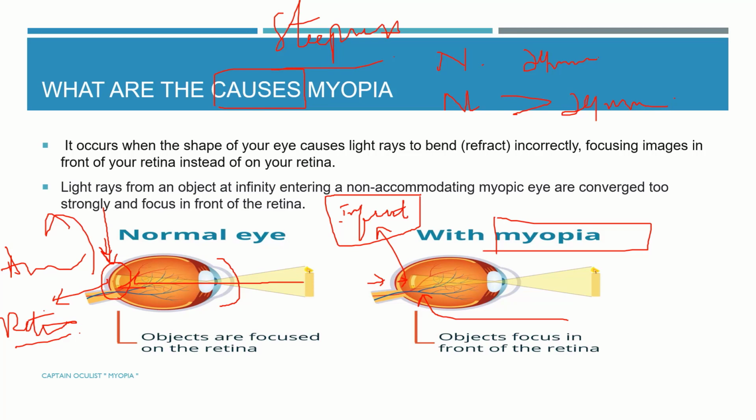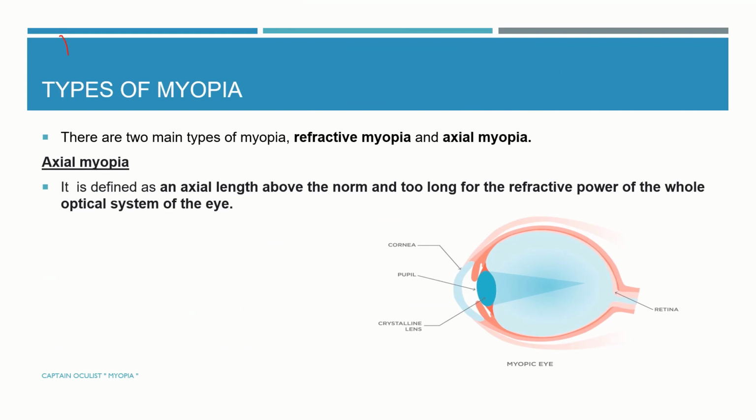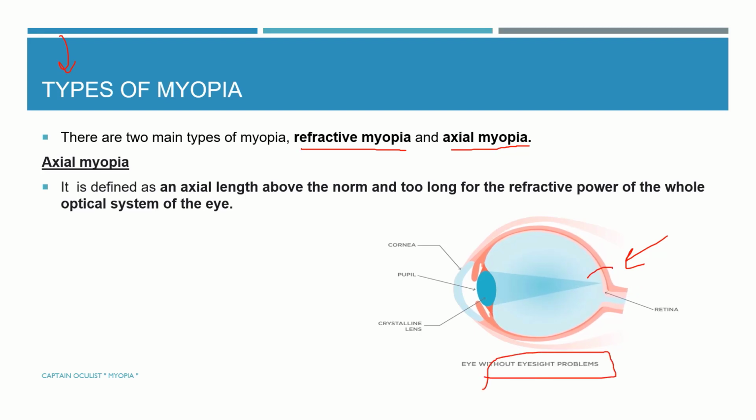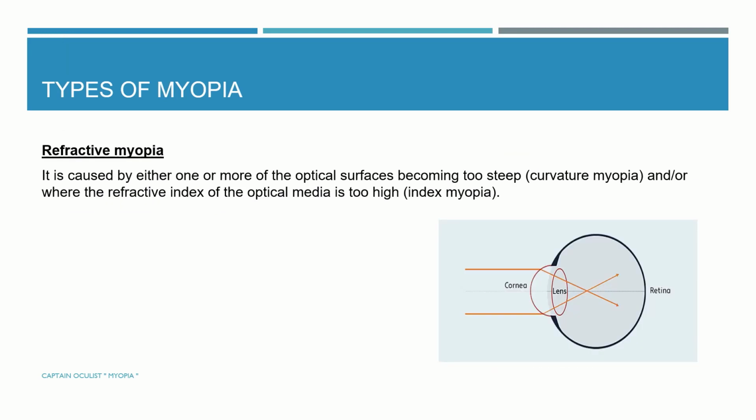Now let's talk about types of myopia. So we mainly divide myopia into two types: refractive myopia and axial myopia. What happens in axial myopia? It is due to the length of the eyeball. You can see here, right now it is the normal eyeball and rays are falling onto the retina. But now the size of the eyeball has increased, and now rays are falling in front of the retina. It is called axial myopia because of the elongation of the eyeball from its normal size, that's why it is known as axial myopia. Then we have another type that is called refractive myopia.